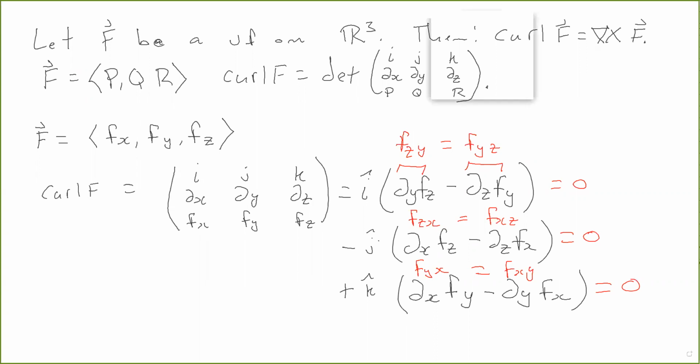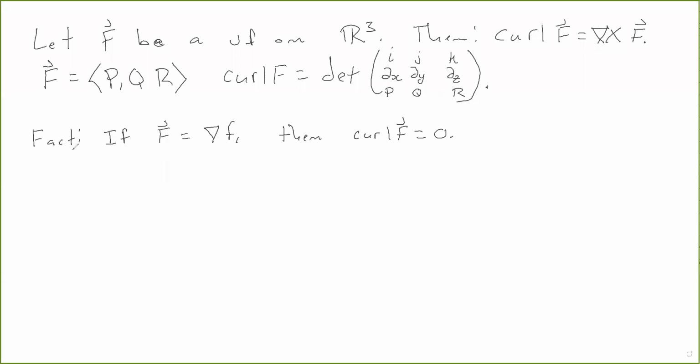So let me write that now. Okay, so what we just saw was that if F is conservative, then the curl of F is equal to 0. And there's a converse to this theorem. And the converse says that, here's another fact.